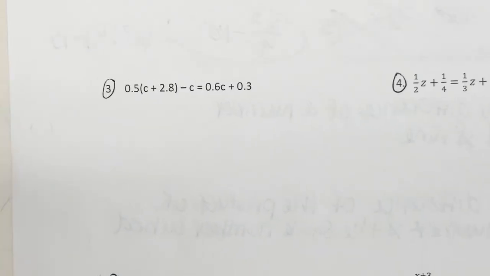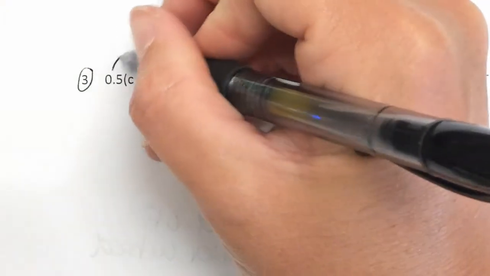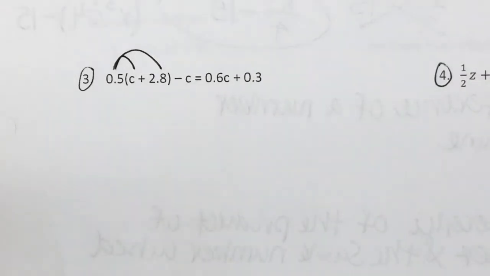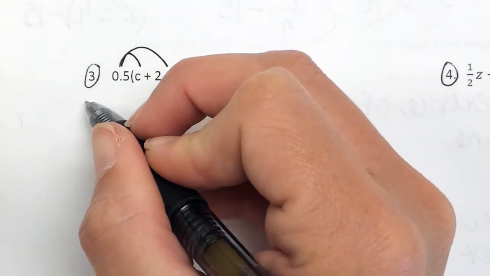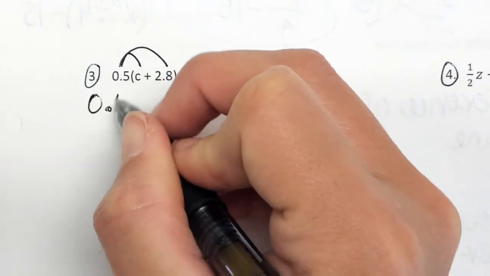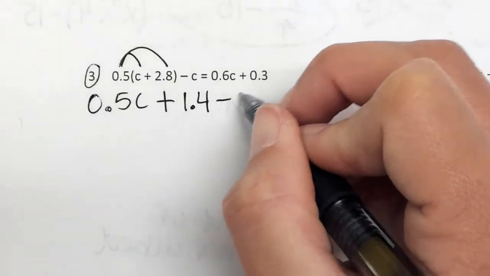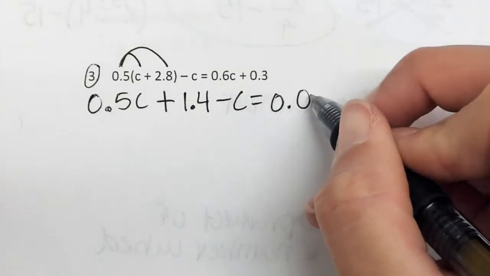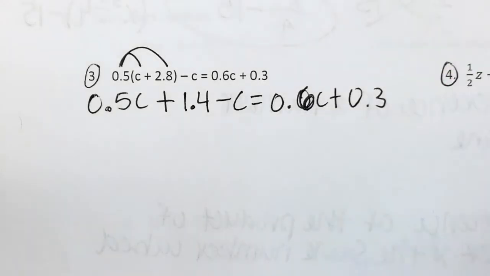Alright, number 3. Does it have any fractions? No. So next we need to do what? Get rid of the parentheses by doing what? Distributing. What? 0.5. Good. So I don't have a calculator up here. Y'all are going to have to help me out. What's that going to be when we distribute? 0.5c plus. Does everybody agree? Yes. Okay. Oops. That's supposed to be a 6. What next?